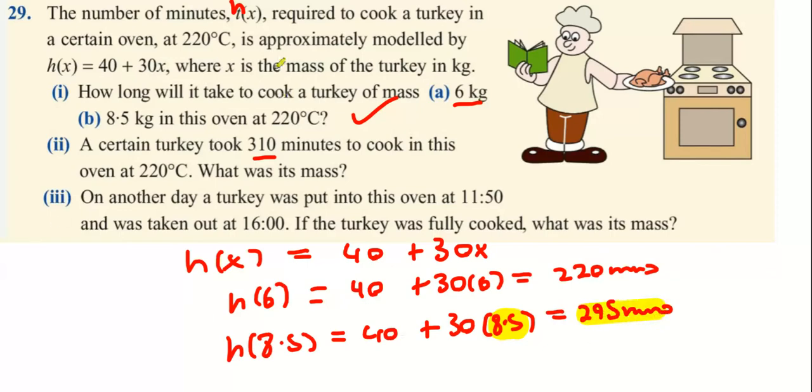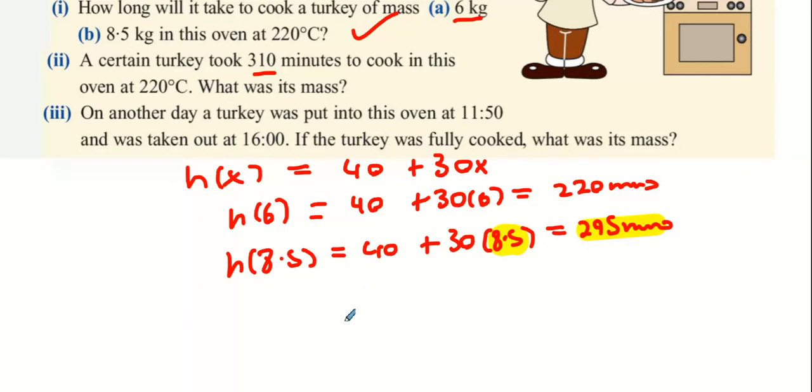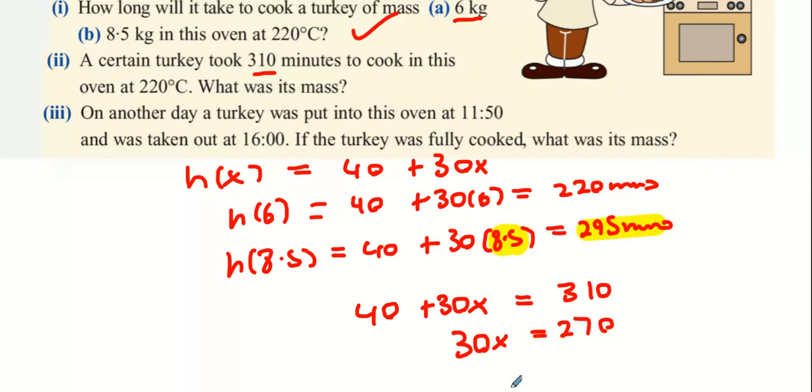How'd you do this one? You have the output, but you're looking for the input, yes? You shouldn't have to resort to that. That's a backup move if you're desperate. If you're desperate, you could get good marks for it. Now, what we say is 40 plus 30x equals 310. Bring the 40 over to your side: 270. x equals 9. It's a 9 kilogram turkey.